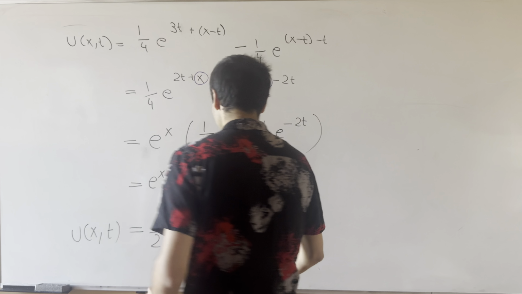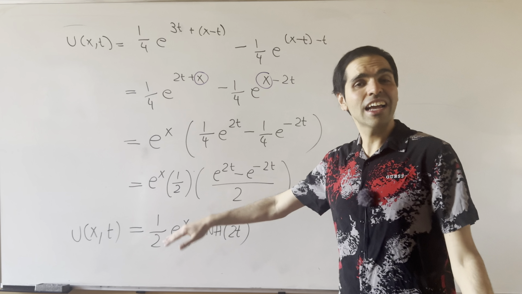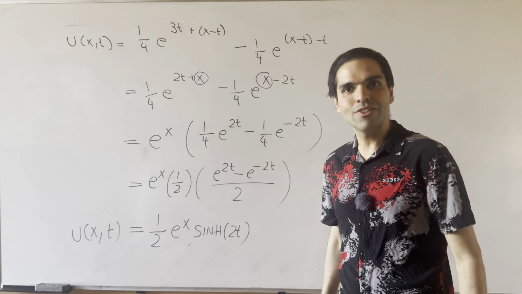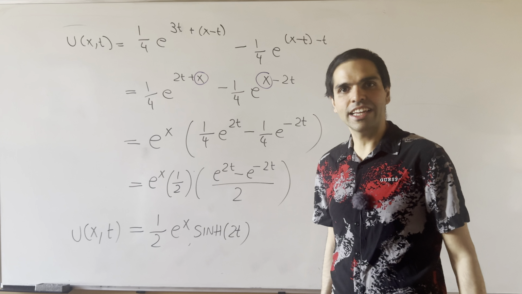Now, if you want, if you have time, you can check that u in particular satisfies the PDE. That's a great way of checking your work. But here, let's just check if the initial condition is true. So, small check. Let's do u of x0. That becomes 1/2 e to the x, sinh of 0. However, sinh of 0 is 0, and so in the end, we do get that at least the initial condition is satisfied.